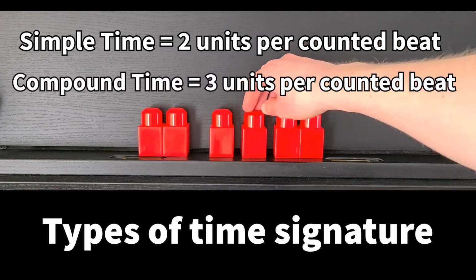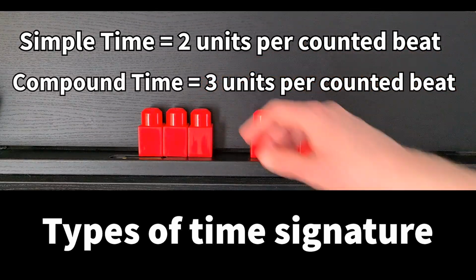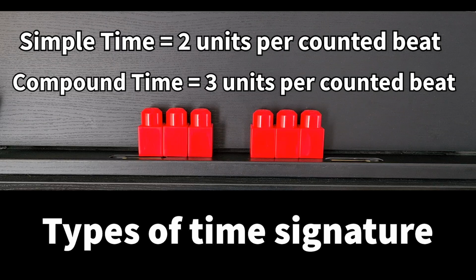When things are in threes, we can think of it as a compound time signature. Out of interest, this one would be 6/8. We have 6 quavers at the bottom, quavers being represented by the 8, and they are counted as 2 lots of 3.